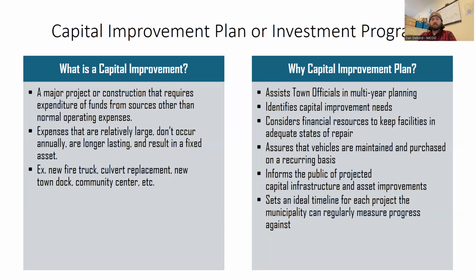And then why would you do a capital improvement plan? It helps towns have a multi-year look ahead instead of just putting out fires from year to year with their budget. It identifies what their needs really are and helps hone in on priorities. It assures that anything that needs to be routinely upgraded is purchased according to a schedule. Often, say, ambulances would need to be upgraded every 7 or 8 years. A capital improvement plan can keep that in mind.